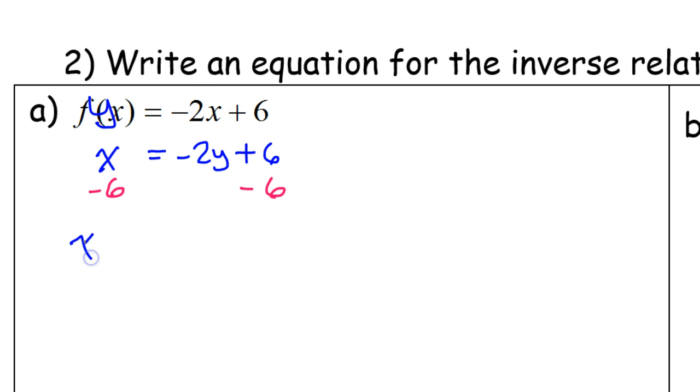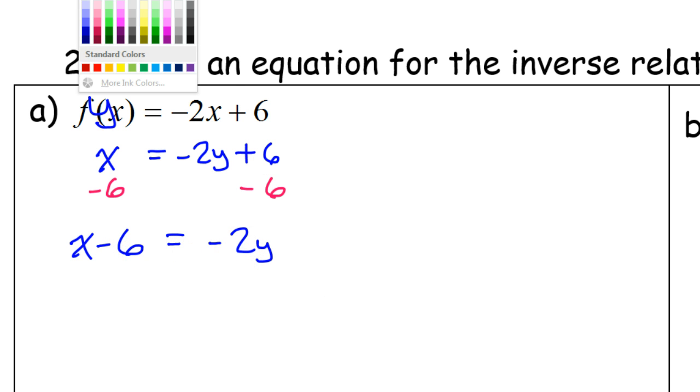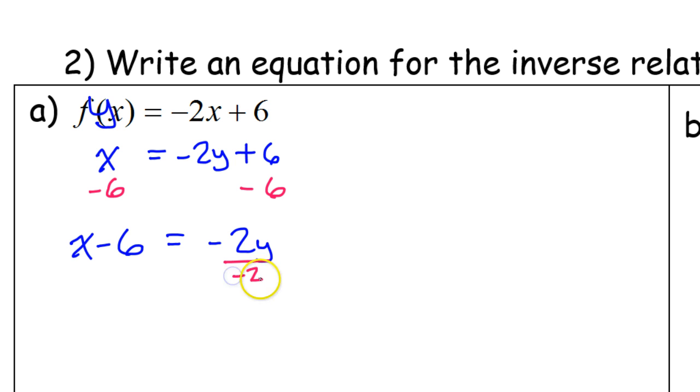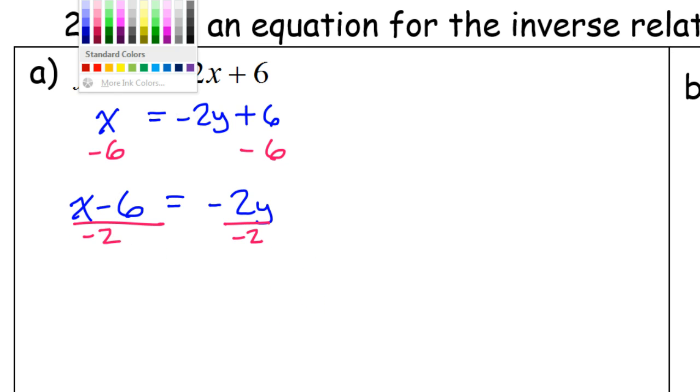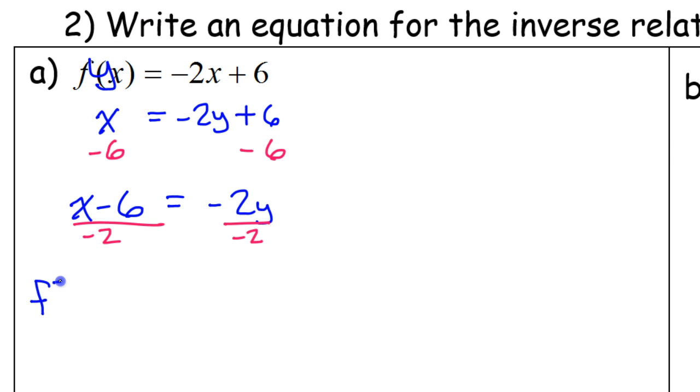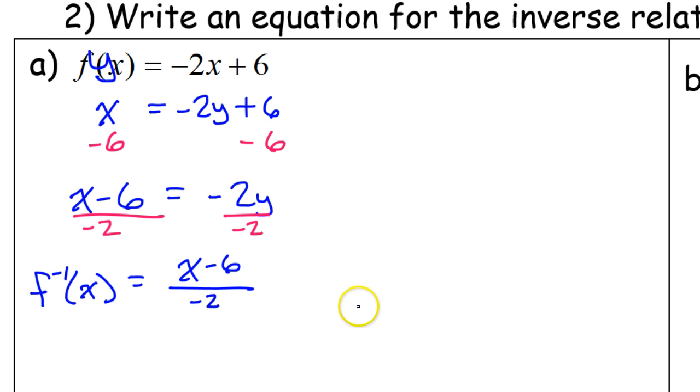So that's going to leave me with x minus 6 is equal to -2y. And then I need to divide both sides by -2. Now I could put a big giant -2 like this. So that would be one version of my answer right there. So I could write f inverse of x is equal to x minus 6 over -2.